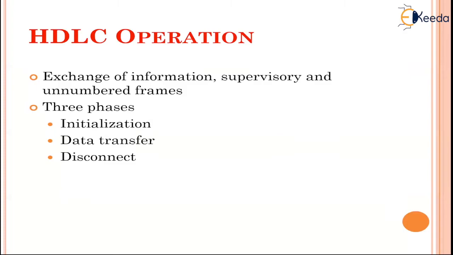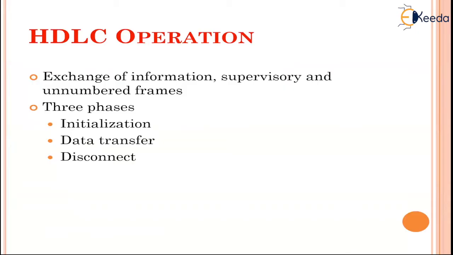The operation of HDLC involves three phases. The first is the initialization phase, the second one is the data transfer phase, and the third one is the disconnect phase. Then we will see them one by one. Initialization phase. Either side may request initialization by issuing one of the six set mode commands. This command serves three purposes. It signals the other side that initialization is requested. It specifies which of the three modes, that is NRM, ABM or ARM, is requested. It also specifies whether 3-bit or 7-bit sequence numbers are to be used.